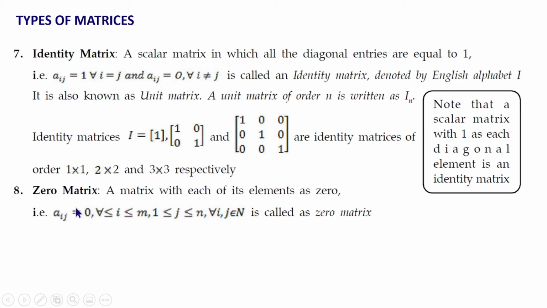Next we have the zero matrix. A matrix with each of its elements as 0 is called a zero matrix. So this can be either a rectangular matrix or a square matrix. So we have Aij equal to 0 for all 1 less than or equal to i less than or equal to m, and 1 less than or equal to j less than or equal to n, for all i, j belonging to N.